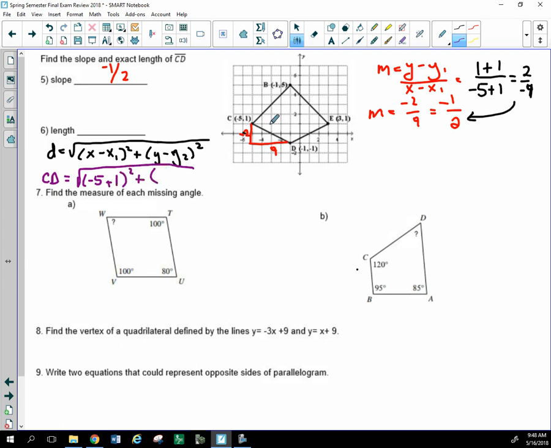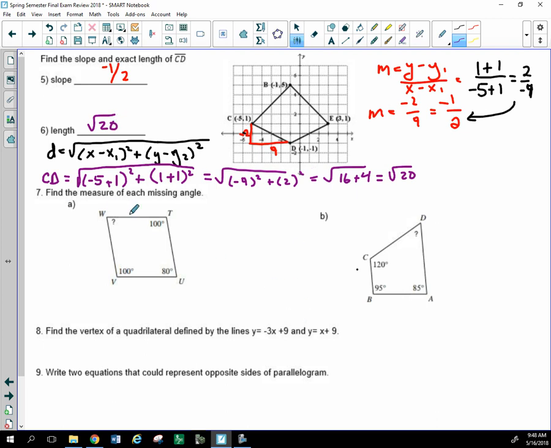And my y values, I would start with the positive 1 and subtract away a negative 1 again, and square it. Then simplifying underneath the square root, I get negative 4 squared plus 2 squared. If I square each one of those numbers, I get 16 plus 4. And so the exact length for CD is the square root of 20.